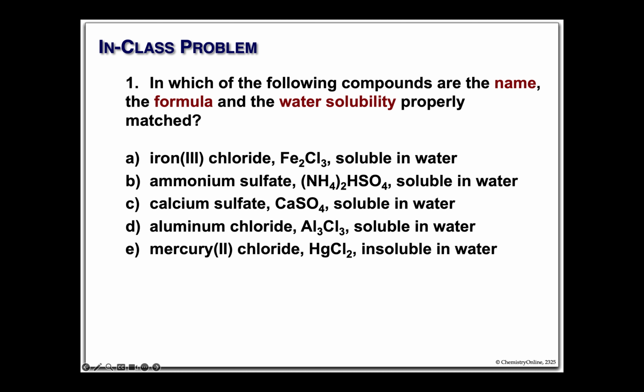Question 1. Which of the following are the name, formula, and water solubility properly matched? Iron 3 chloride. Most metal chlorides are soluble in water, except for the heavy metals. Iron doesn't count, but the formula here is wrong. Chloride would be -1, making each iron plus 1.5. Doesn't work that way. FeCO3.